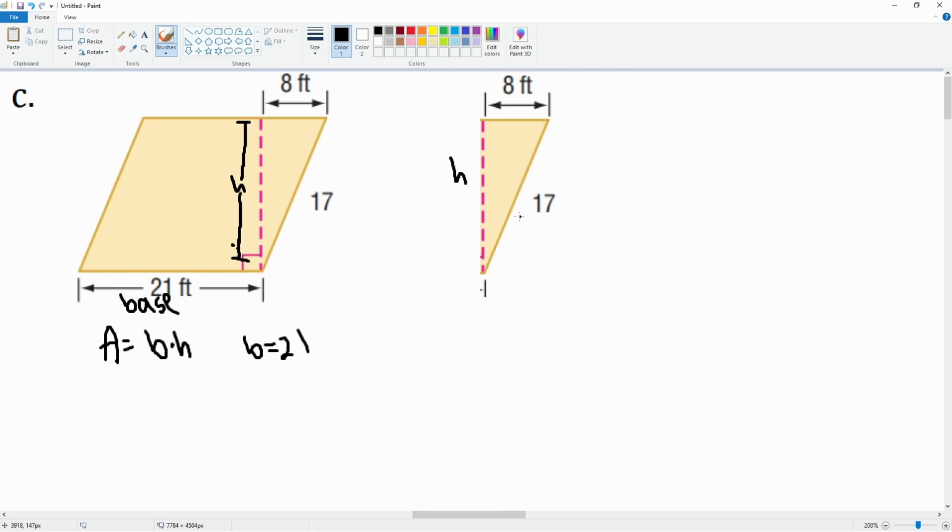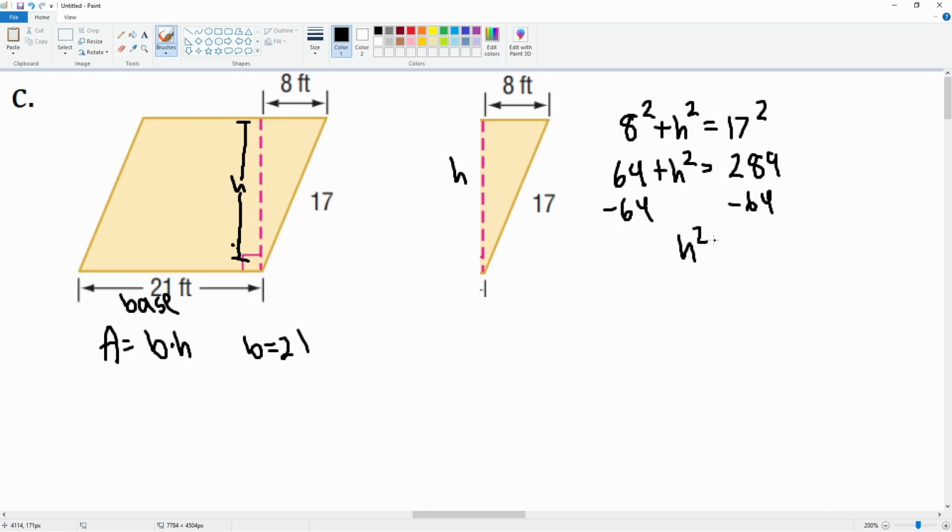I can't set up a trig ratio because I do not have an angle measurement, but I have two sides. So I can set up the Pythagorean theorem. I can say 8 squared plus h squared, the two sides squared, is equal to 17 squared. 8 squared is 64, h squared, and 17 squared is 289. Minus 64 to both sides. h squared is equal to 289 minus 64. This is 225. Square root both sides, so to get rid of the square, h is equal to 15.